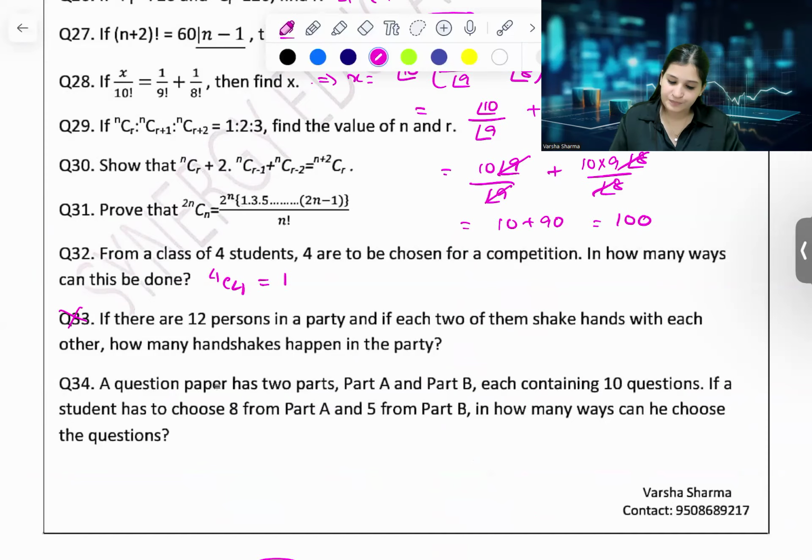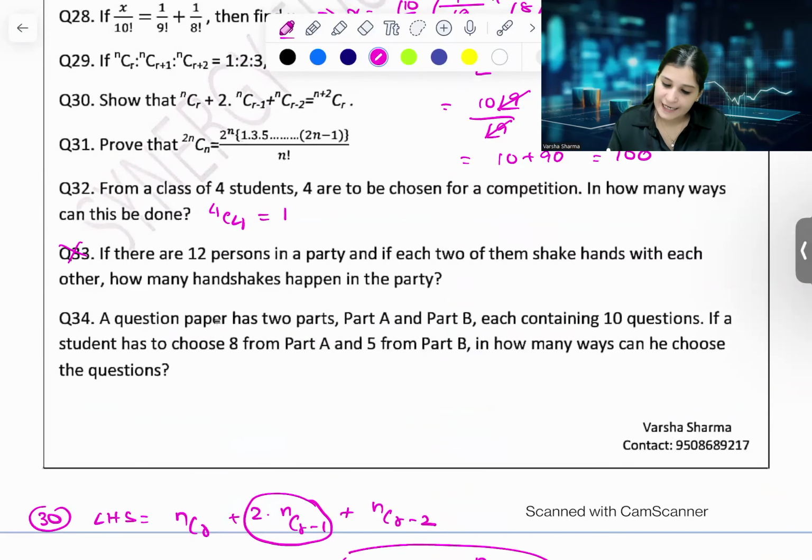33 will come back. 34. Part A and Part B both have 10 questions each. We want to answer 8 from Part A and 5 from Part B. So Part A has 10 questions. Select 8. When we are answering the questions, it doesn't matter whether I write question number 1 first or question number 3 first. The only thing that matters is I need to answer them. So out of 10 questions of Part A, I need to choose 8.